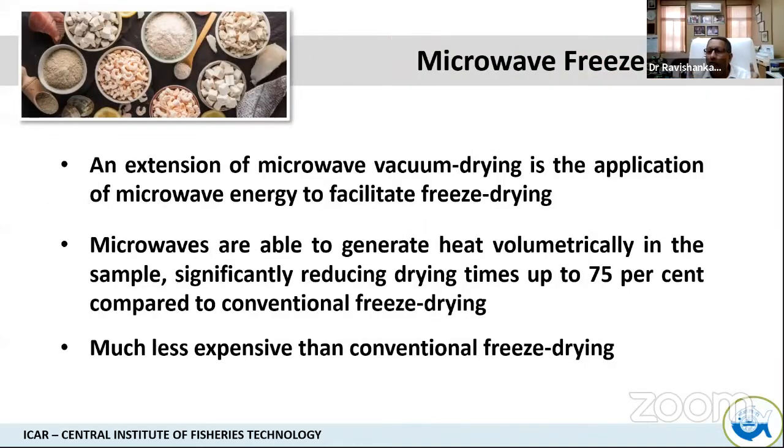And freeze drying has been a very good technology. Why has it not taken off? Only a few people are doing it, because again it is not cost effective. The machinery is very, very expensive. But if you can integrate microwave with freeze drying, that has another advantage.